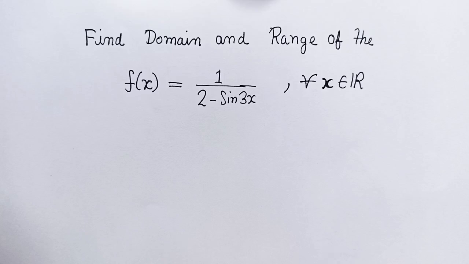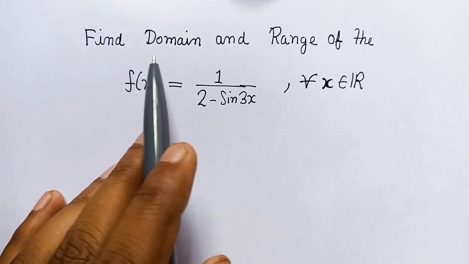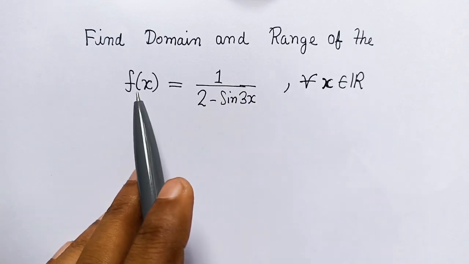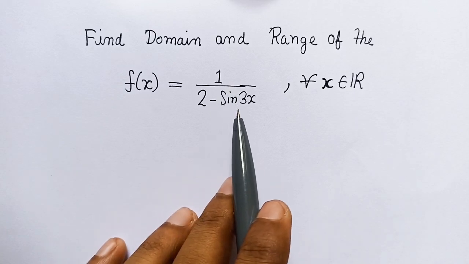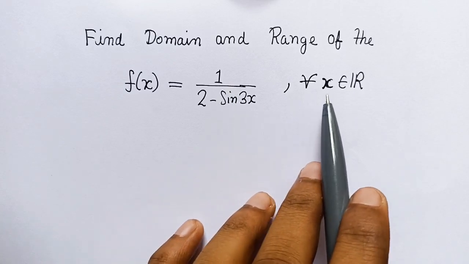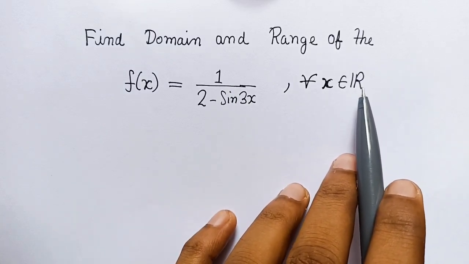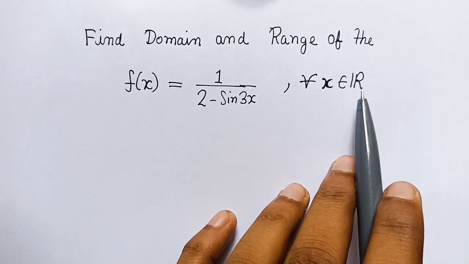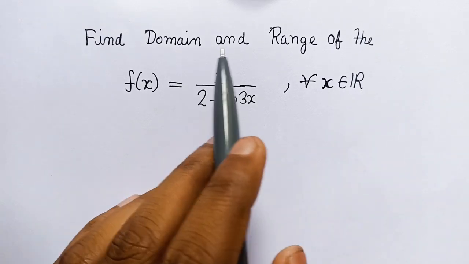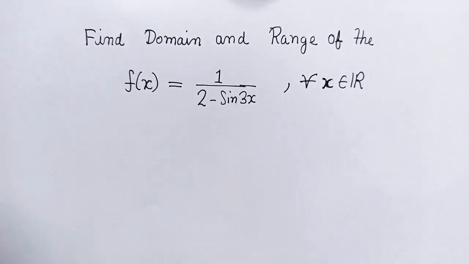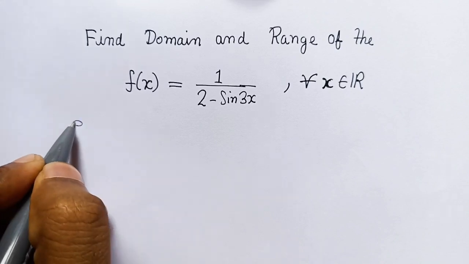So today we are going to solve a question based on function. The question is, find the domain and range of the function f of x equals 1 upon 2 minus sine 3x for all x belongs to real numbers. This symbol R is denoting the real numbers. So we have to find the domain and range of this function. Let's see the solution.